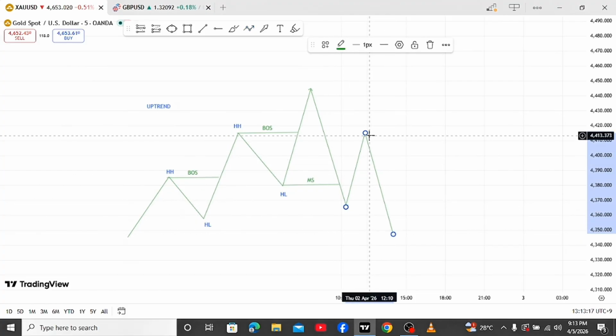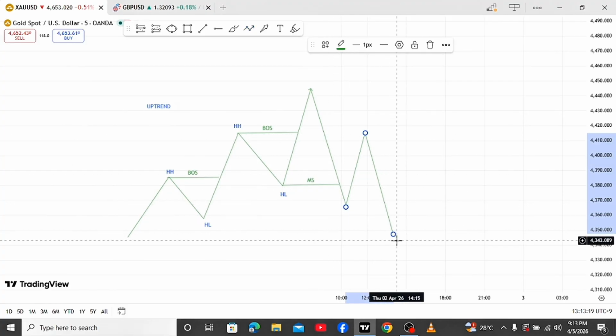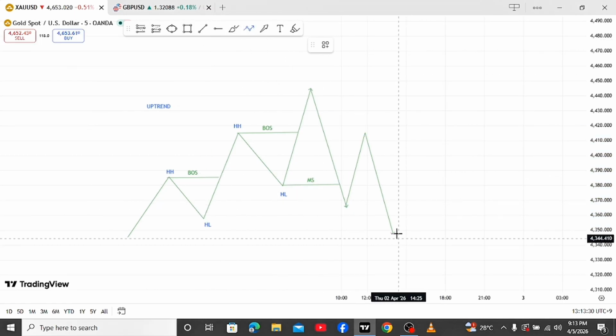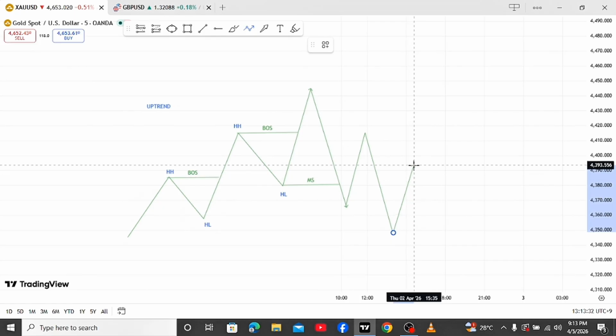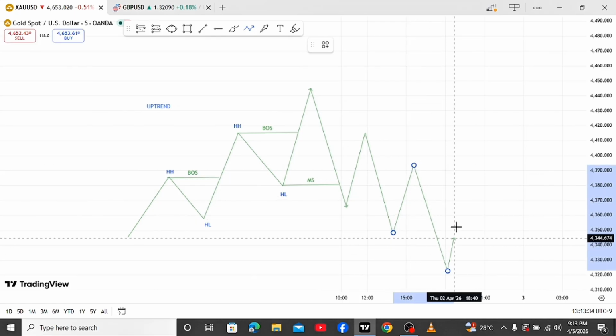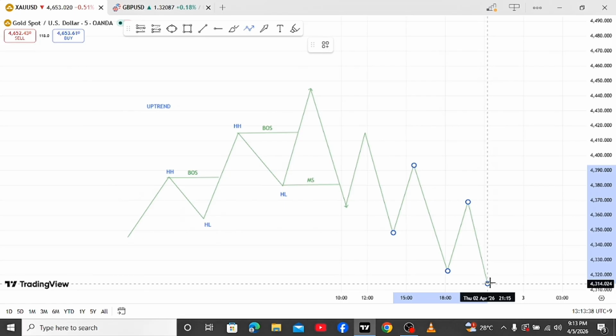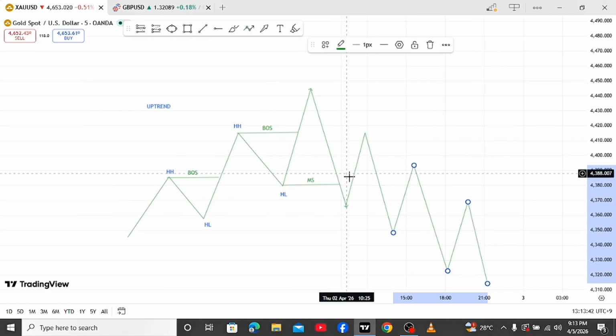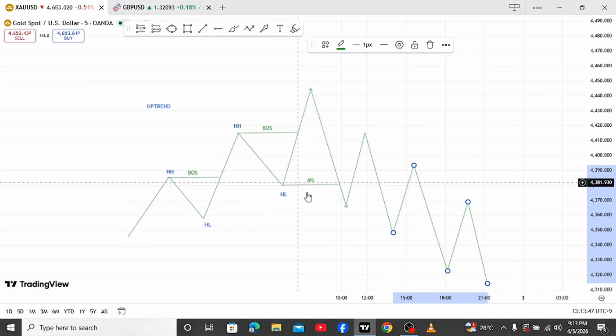A retracement to the upside, and then the market keeps going down. Why did the market keep going down? This is because there's been a market shift, meaning the market has shifted from here. From this point, it's going to start moving down and down, making lower highs and lower lows. So the market has shifted from bullish to bearish because of this market shift.